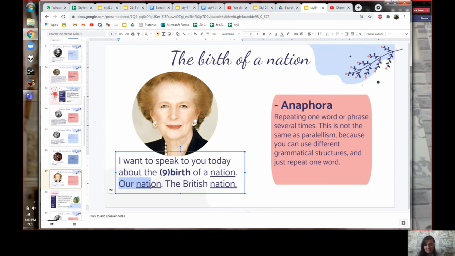Personal pronoun, nation. The adjective, nation. So it's not repeating the grammatical construction, it's just repeating words. When you're repeating words like this, it's called anaphora.